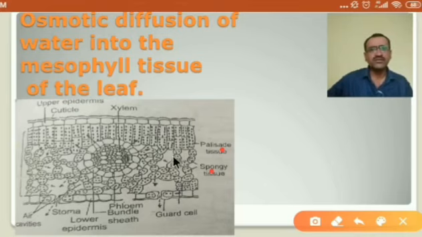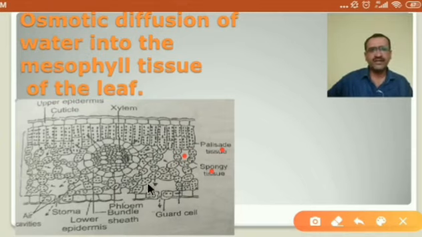In the loosely arranged cells, there are gaps or openings, known as the intercellular spaces. Here is the central part, which is the vascular tissue. Here the xylem is shown, and the phloem is here. This is the phloem, and these three dots are the xylem. This is the central part.